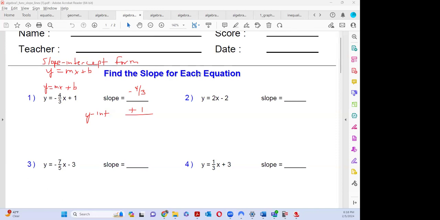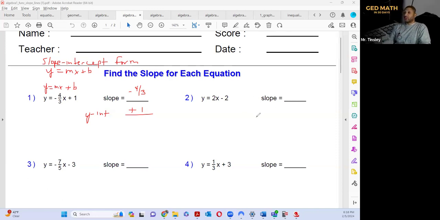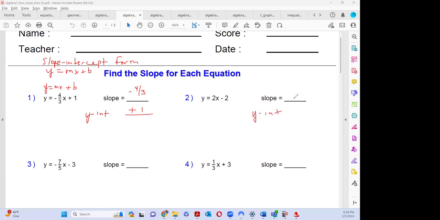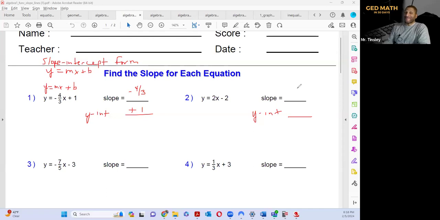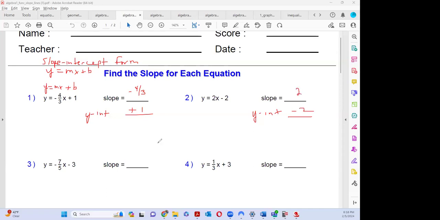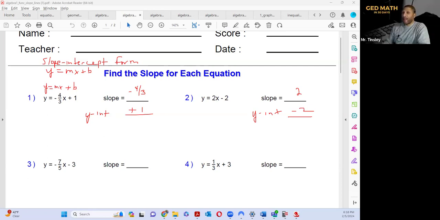Okay, let's go. All right, so who wants to try number 2? What's the slope and y-intercept? I'll do number 2. All right, Sharon. What's the slope for number 2? It's 2. What's the y-intercept? Negative 2. Who wants to try number 3? I'll take it.